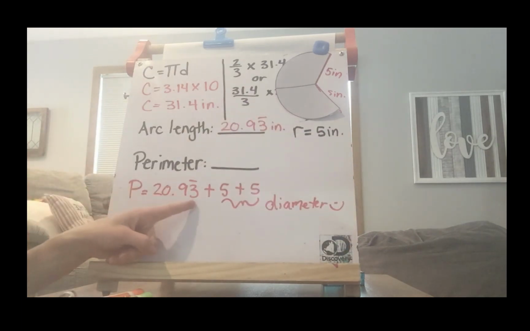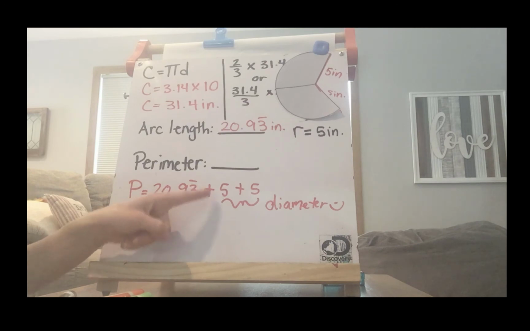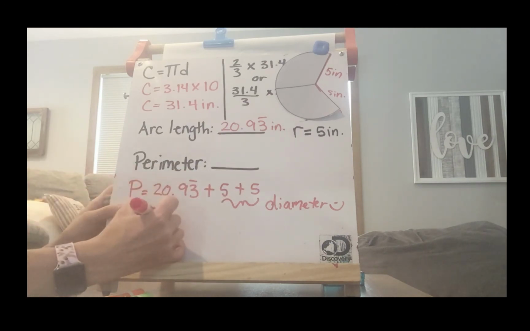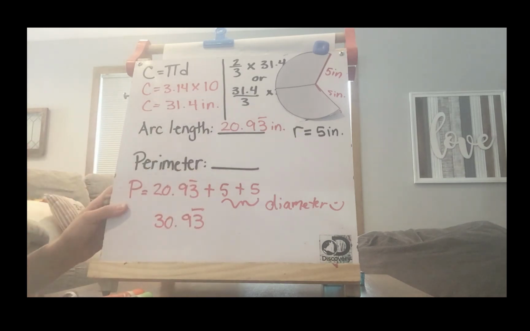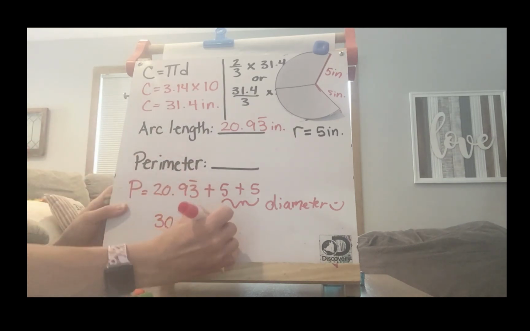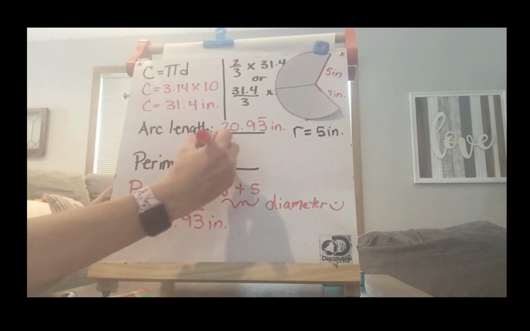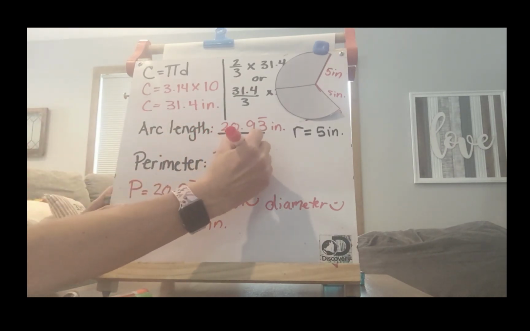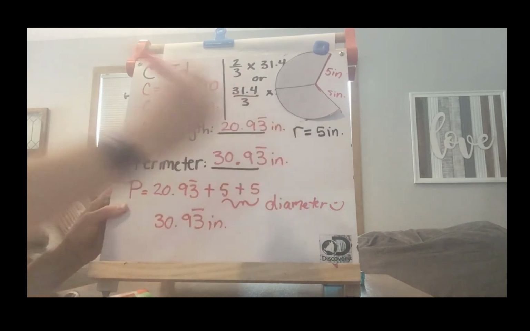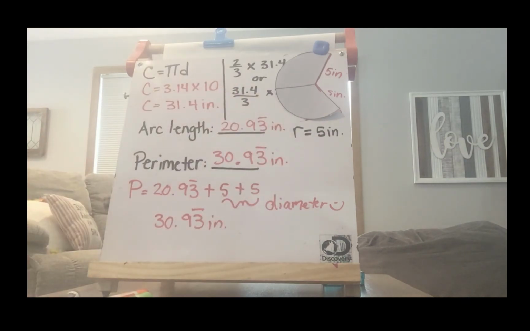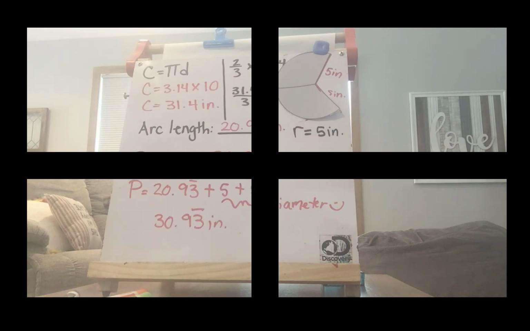So 20.93, repeating, plus 10, well, that's just going to give me 30.93, and then that digit 3 repeats, and I want to label it inches. Oh, Miss Kluber should have put that up here. 30.93, that digit 3 repeats, inches. Let's look at the next example.